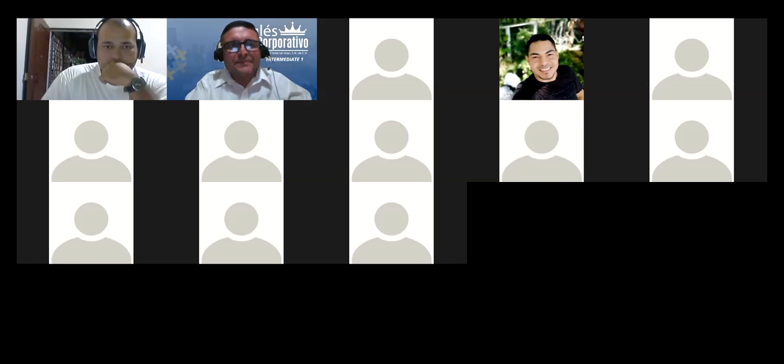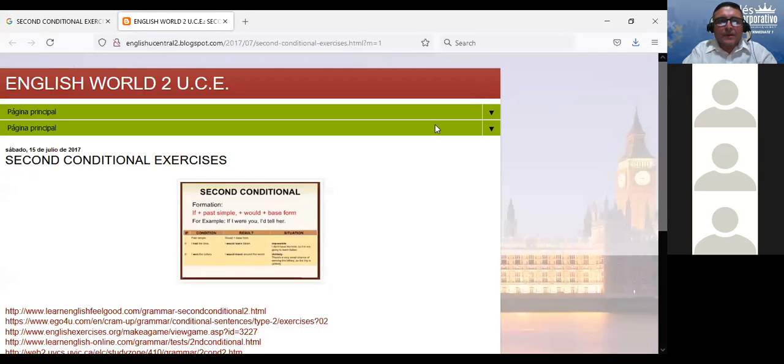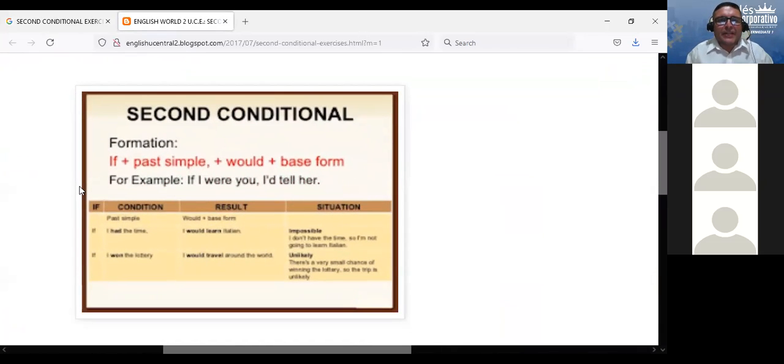Share screen. It's right here. Okay, can you see my screen? Yes. Okay, hold on. Give me a second.